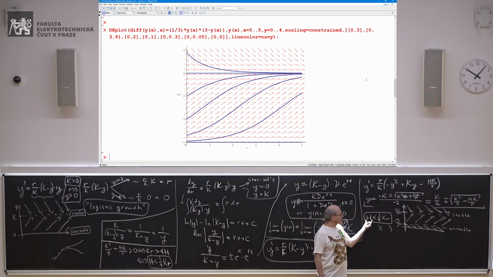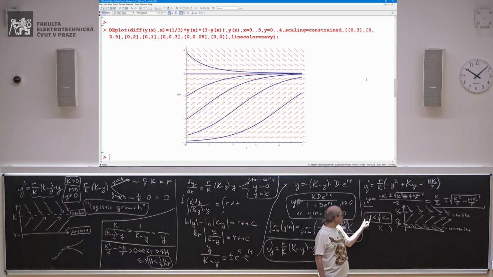How much harvesting can I do? Well, it depends on the carrying capacity of the environment and on the breeding constant of the fish. The more the fish multiply, the more can I actually take away from the population. So this all seems to fit. Okay? What happens if I start increasing the harvesting?